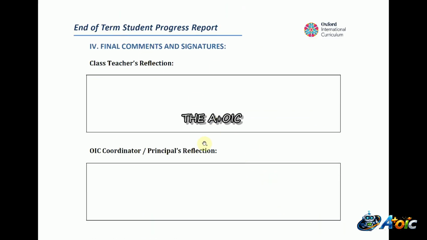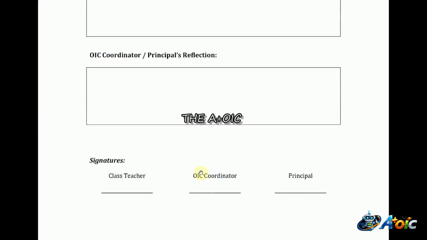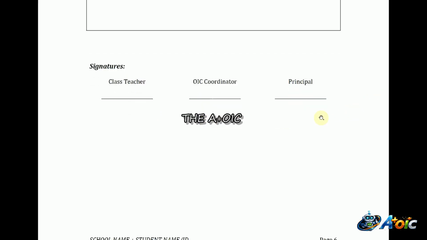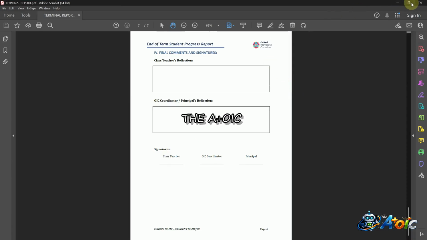After this side, it also comes the class teacher's reflection or their remarks. Yes, and then the OIC coordinator or the principal's reflection. So the principal or the head teacher or the headmaster, and then they put in their signatures: class teacher, coordinator, and then the principal. Okay, so this is a complete overview of the OIC report card. So I'm going to just take off here, and we'll start with my main agenda.